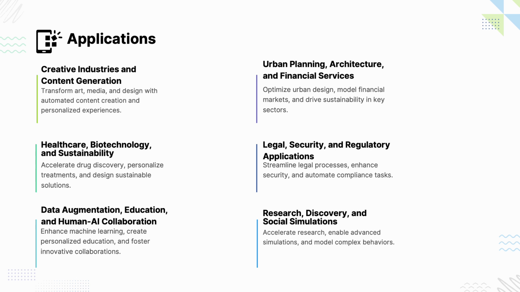In urban planning and architecture, generative AI optimizes designs for buildings and cities, making them more efficient and sustainable. In financial services, it models market behavior and aids in risk management, helping organizations make smarter decisions. For instance, AI can create multiple architectural designs based on criteria like energy efficiency, allowing architects to explore more creative solutions. Generative AI also streamlines work in legal, security, and regulatory areas.